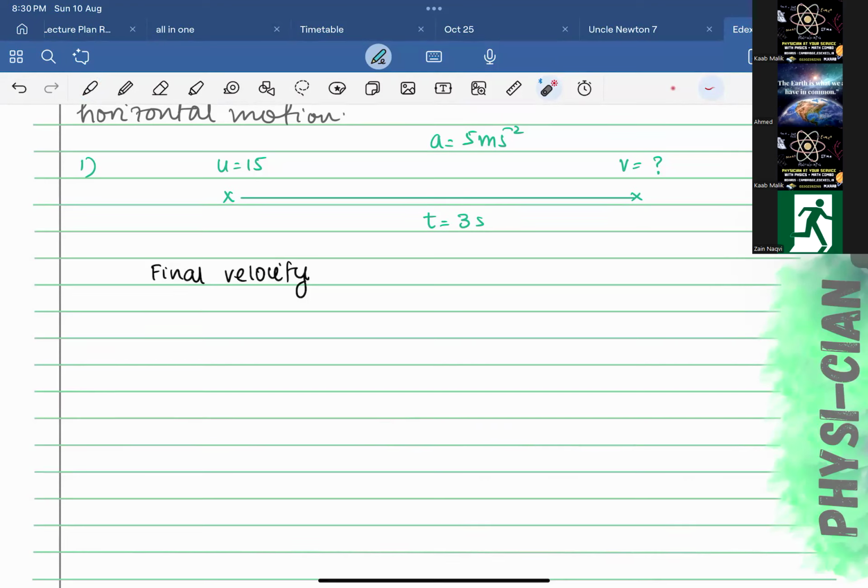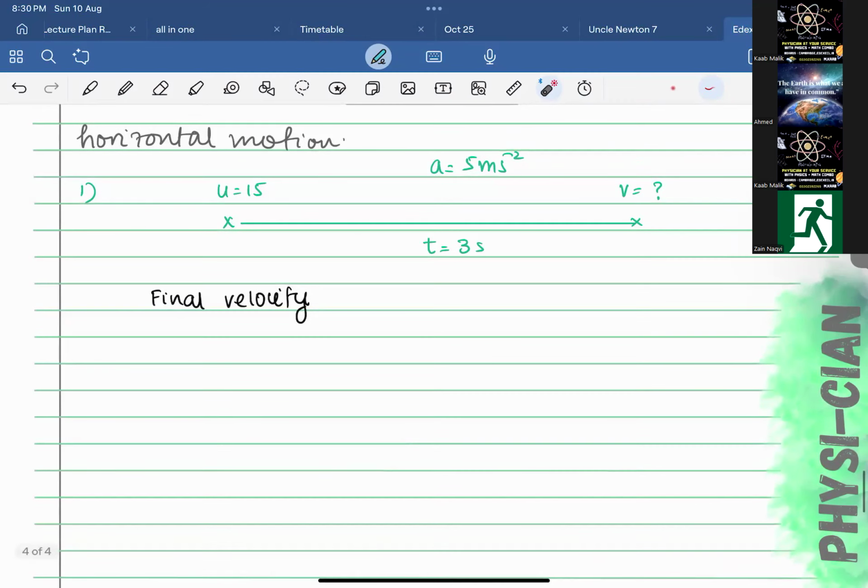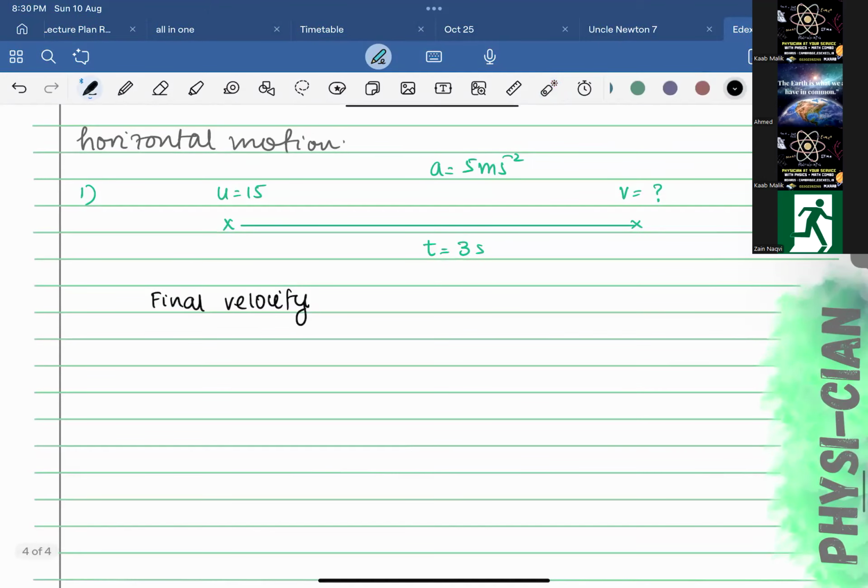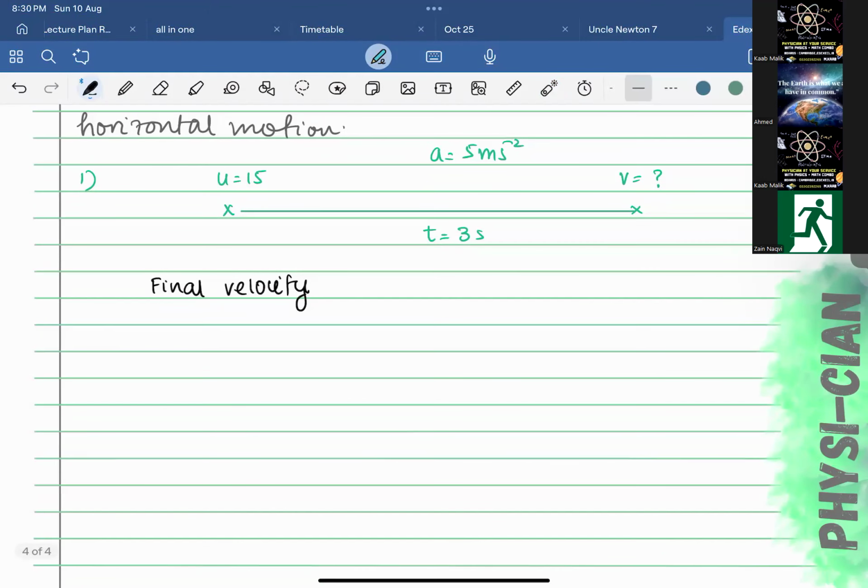Yes guys, done. So the final velocity is 0. Is it 0? Wait, just a second. No, it shouldn't be. Oh, sorry, 30. Okay, it could be. But okay, Ahmed, what about you? Yes. Okay.